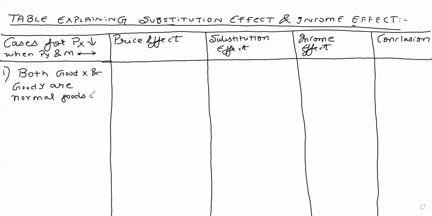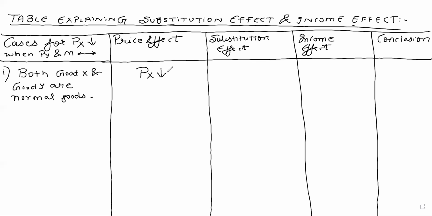Okay, so both good X and good Y are normal goods. Now, when price of good X falls, what will happen, guys? When price of good X falls, what will be the substitution effect? What will be the first thought which will come to the consumer's mind?